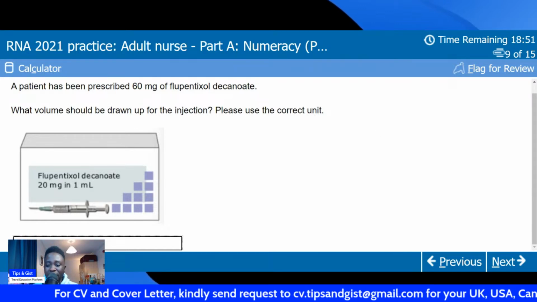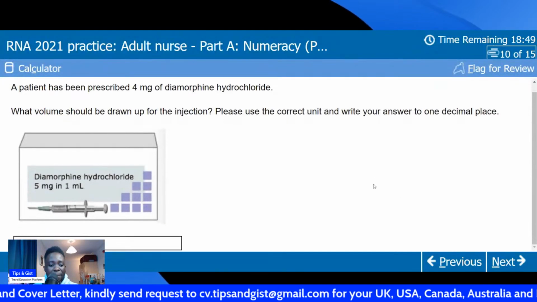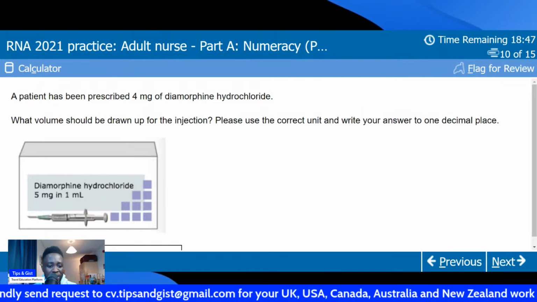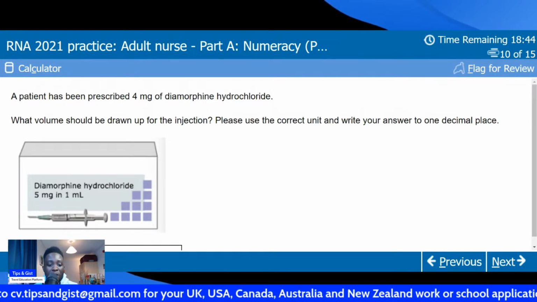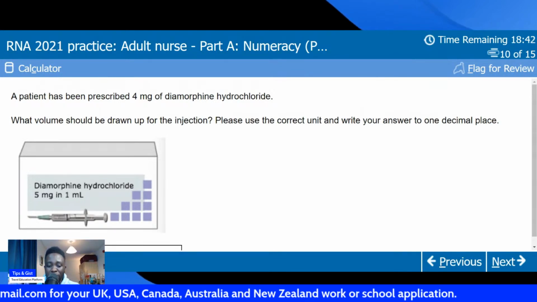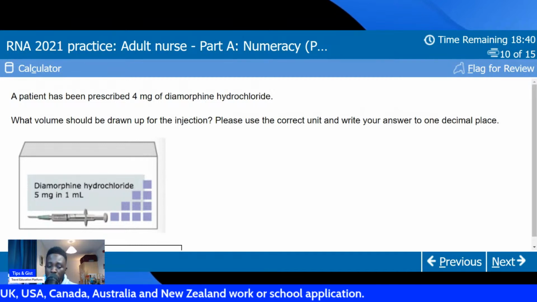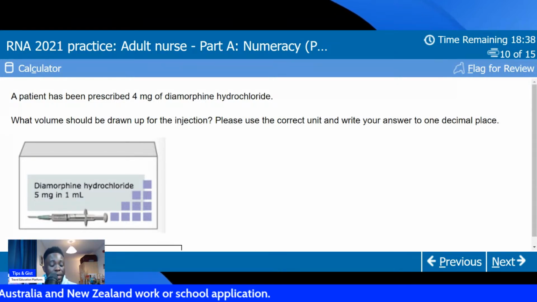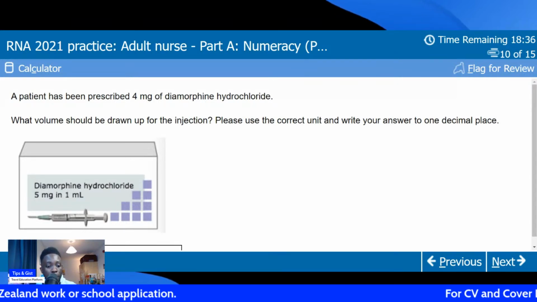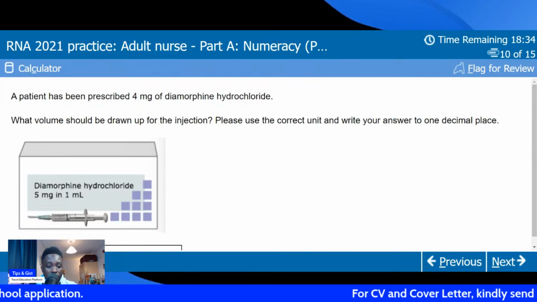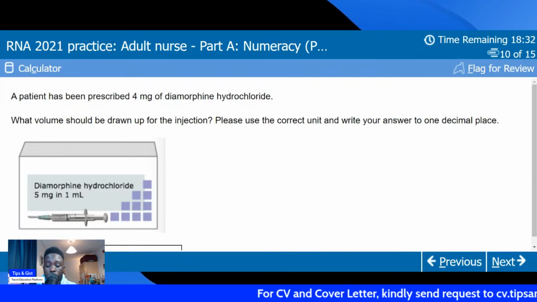Let us go to question number 10. A patient has been prescribed 4 milligram of diamorphine hydrochloride. It's a form of morphine, for pain medication. Now, what volume should be drawn up for the injection? Please use the unit.